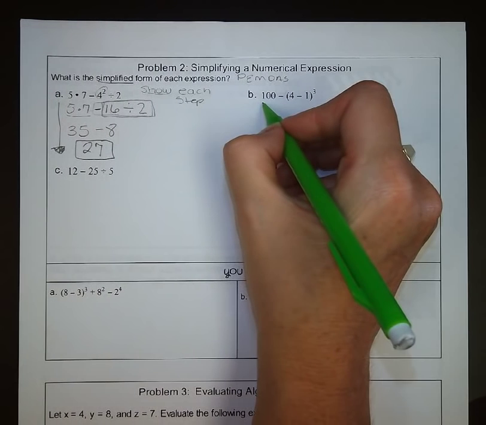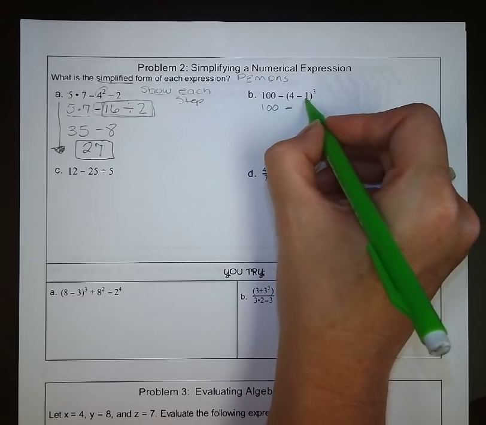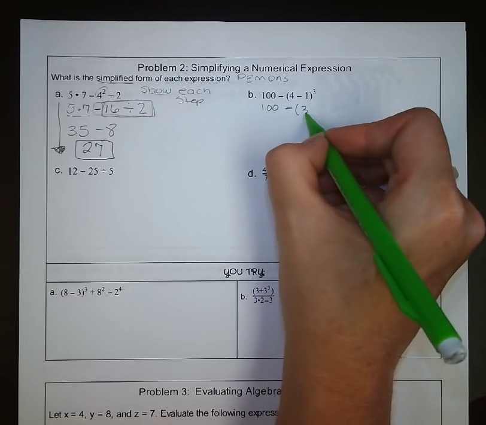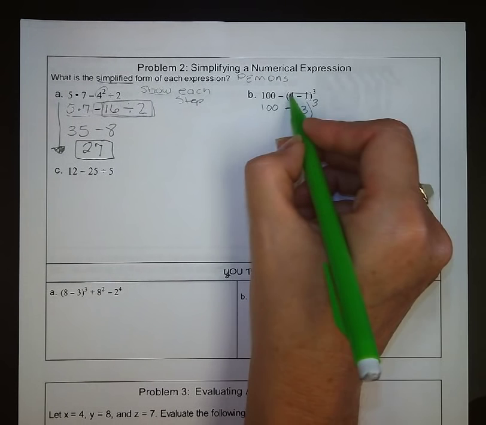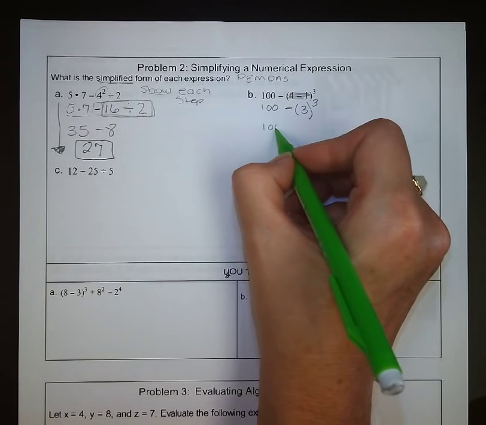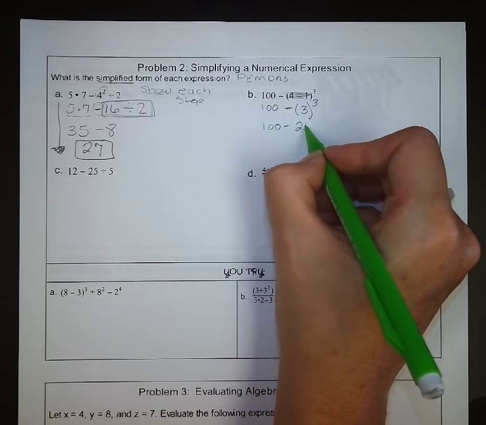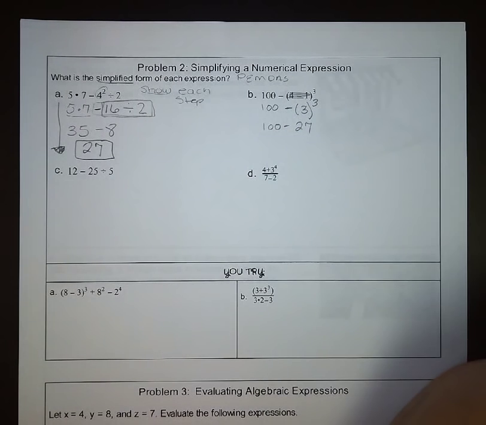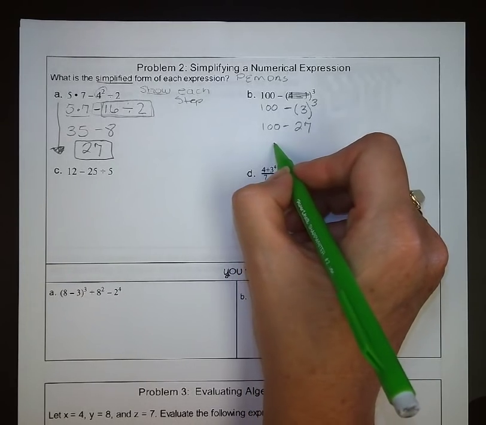So next up, we've got 100 minus the quantity 4 minus 1 cubed. So we do the parentheses first. 4 minus 1 is 3. So now that step is done. 100 minus, we need to do the exponent. 3 to the third power is 27. Lastly, we do our subtraction. 100 minus 27 is 73.